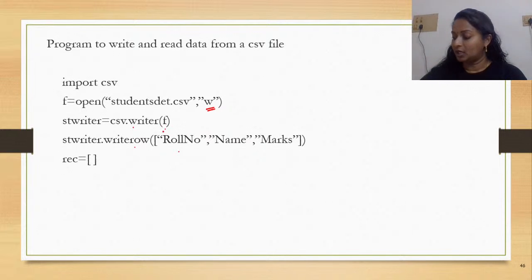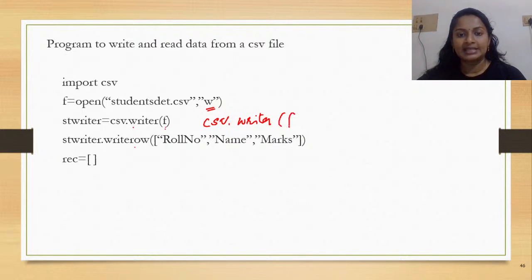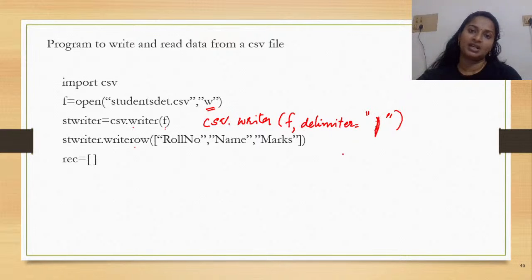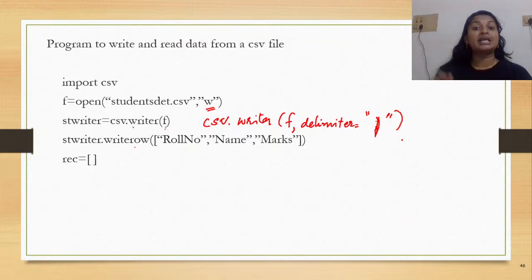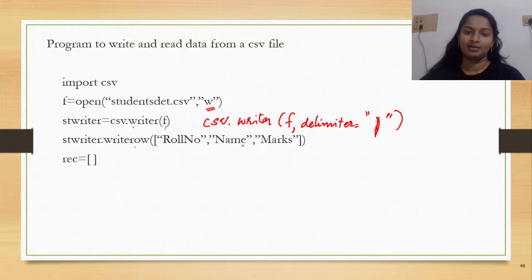If you want to have a different delimiter in the writer function, how you can do is you have the file object. So you can write csv.writer, and then you have the file object, comma, delimiter is equal to, in quotes you can give whatever delimiter you want. If you want semicolon, you can give it. If you want the pipe operator, you can give it like that. If you want backslash t, you can give it like that. So the delimiters can be changed if you have the optional argument in your writer function.